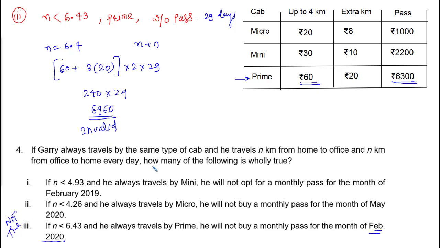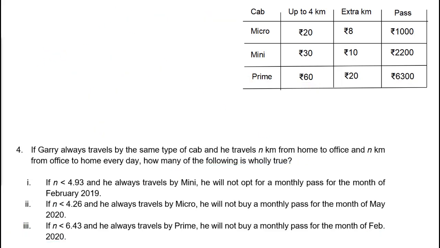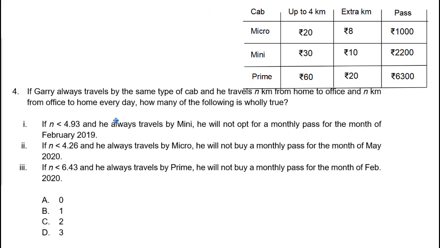So how many of the following statements are wholly true? The answer is 0 statements. How many statements are wholly true? The answer is 0 statements, option number A. This is how we can solve this particular set.